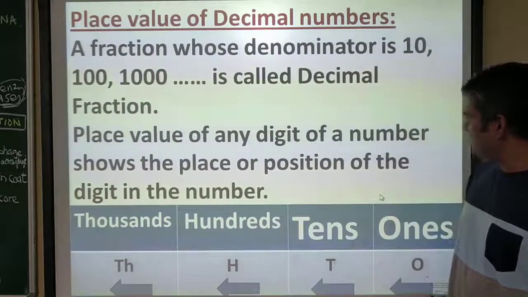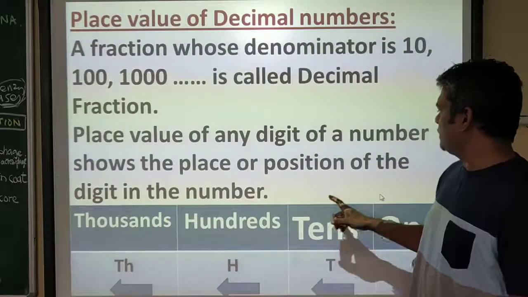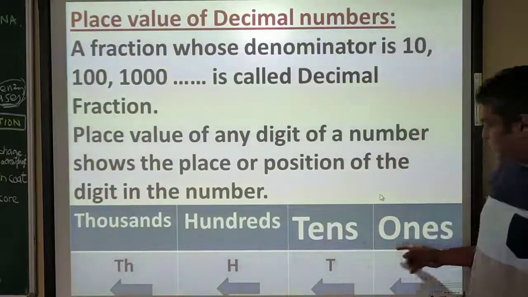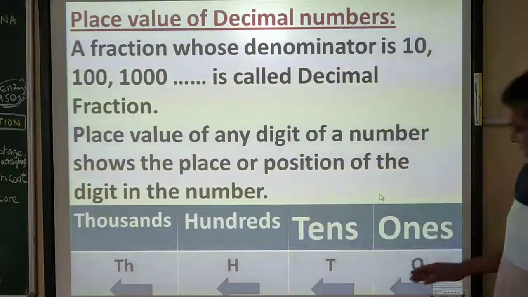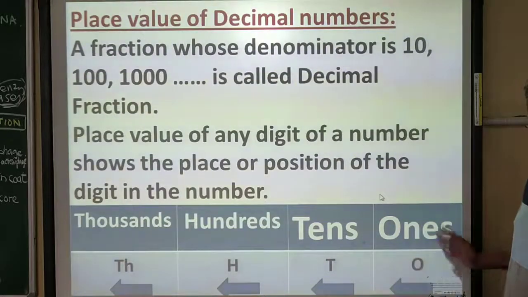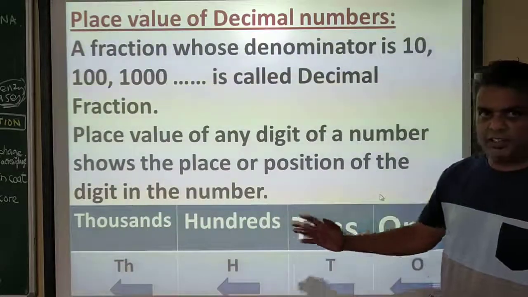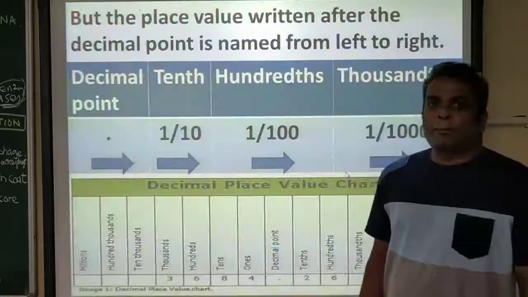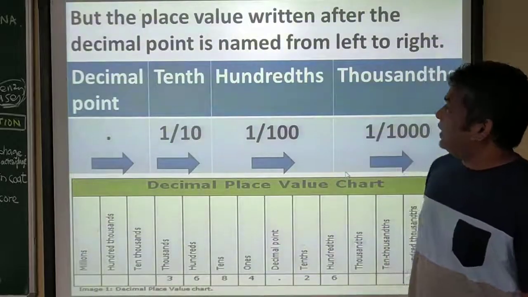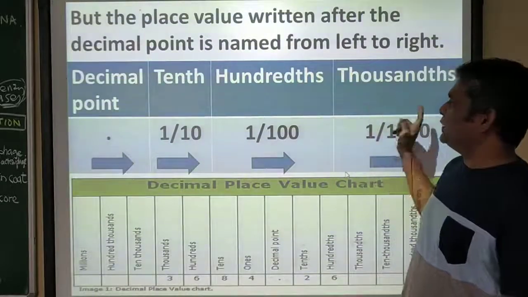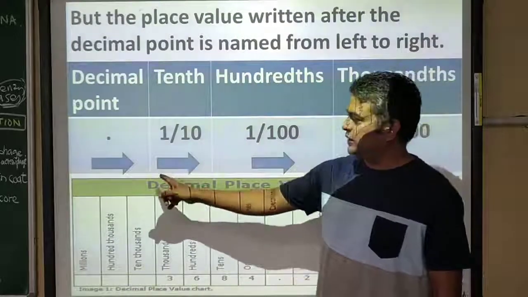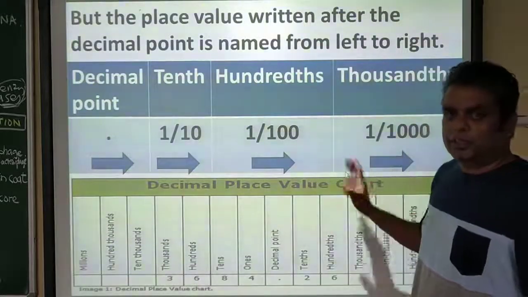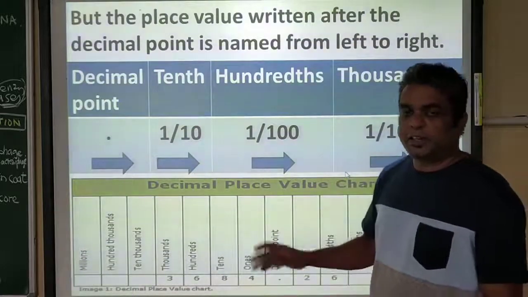Place value of any digit of a number shows the position of the digit in the number. So in the beginning you had learned place values ones, tens, hundreds, thousands, and you can see the arrow. As you move from your right hand side to your left hand side, the digits become 10 times bigger. But the place value written after the decimal point is named from left to right. So here you can see the arrow from left hand side to right hand side. When you keep moving, that is the time the place value becomes 10 times smaller.